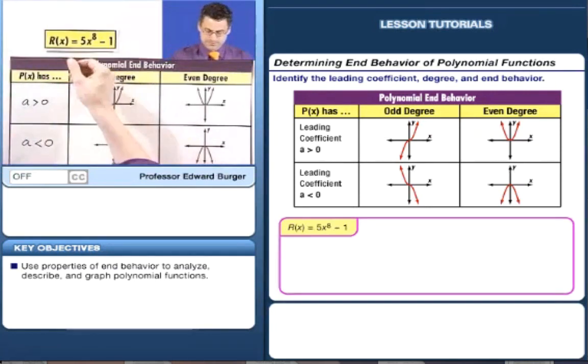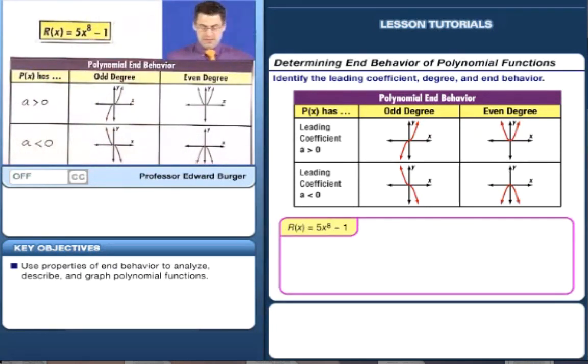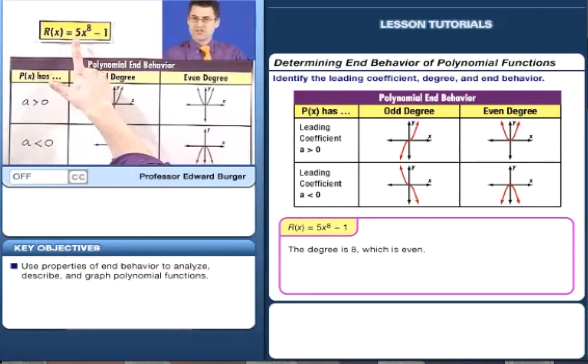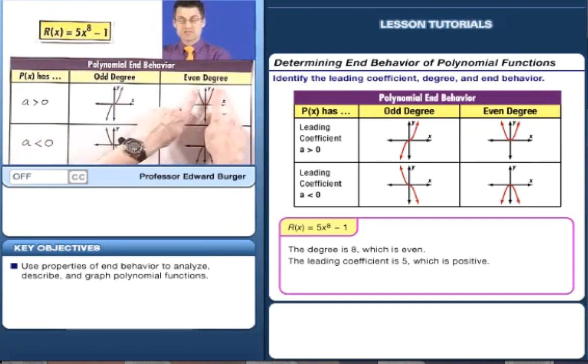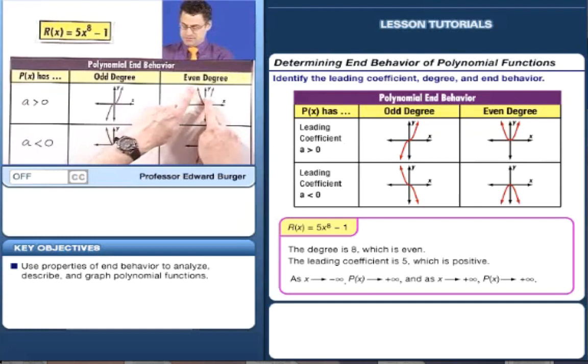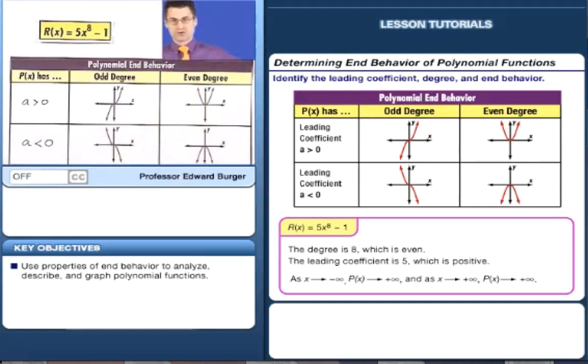What about this? This I see as a polynomial of degree 8. I see 8 is even, and so since it's even, I know that it's going to look like this. There might be a lot of wiggles in between, but since we have a leading coefficient of 5, and 5 is positive, it's going to end up being a smiley face, even though in between there might be some dental work required.